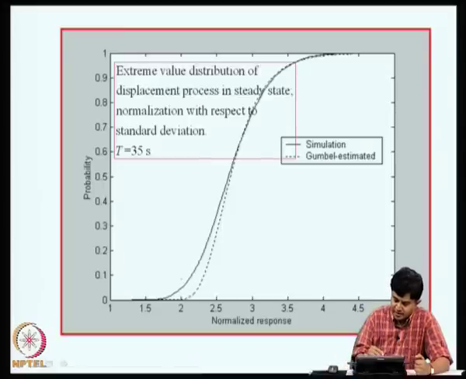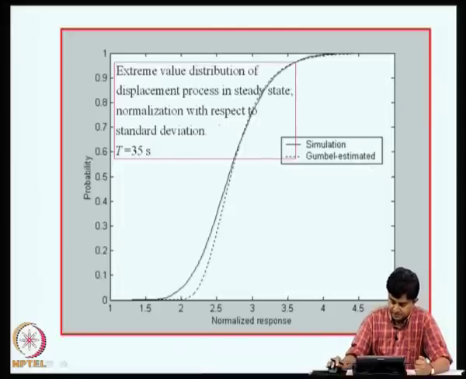So, here we are showing the simulation. The black full line is the probability distribution function of the extreme response on the 5000 samples that we obtained, and this is the Gumbel estimate. We hypothesize that the extreme value distribution is Gumbel, and we estimate the parameters of the Gumbel distribution using the samples.